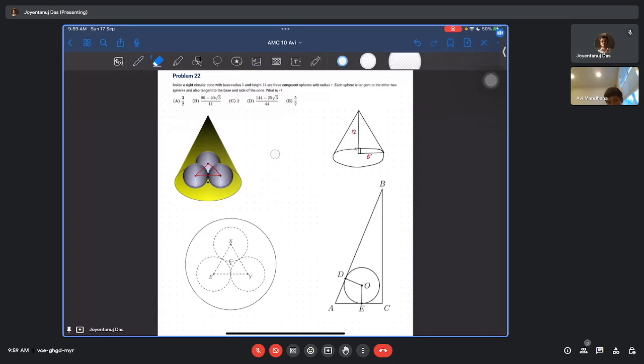My pictures we can erase. That is not needed. So this part you can do the workout.